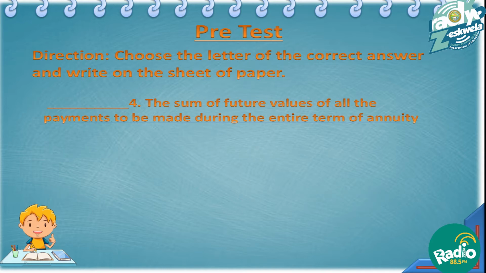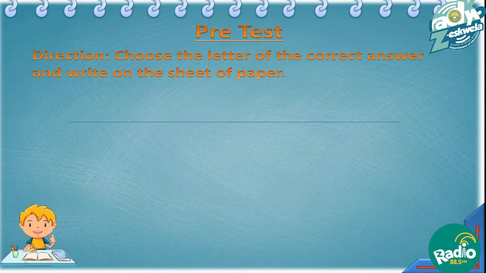Number 4. The sum of the future values of all the payments to be made during the entire term of an annuity. A. Annuity. B. Present value of an annuity. C. Future value of an annuity. Or D. Periodic payment.